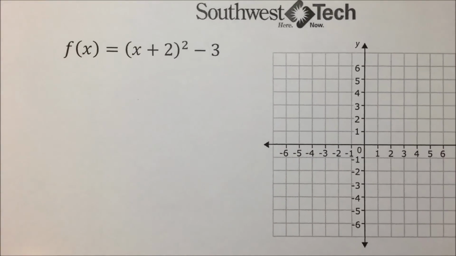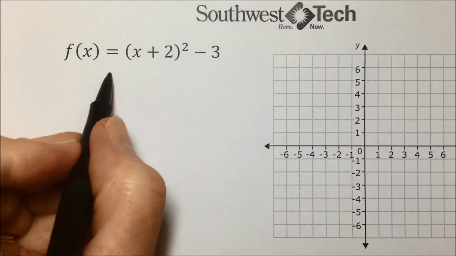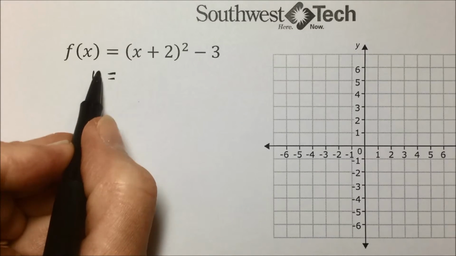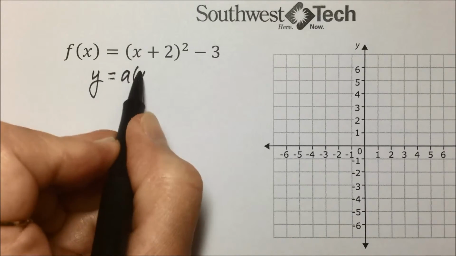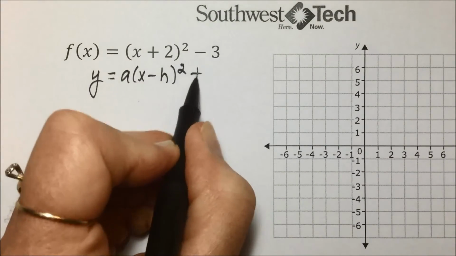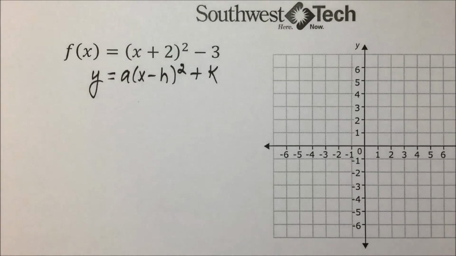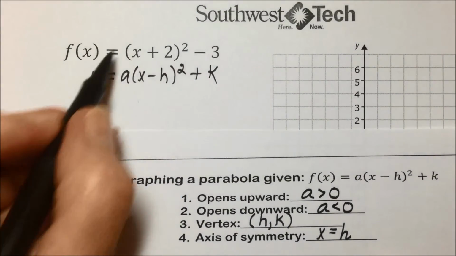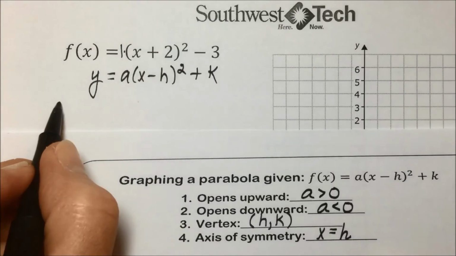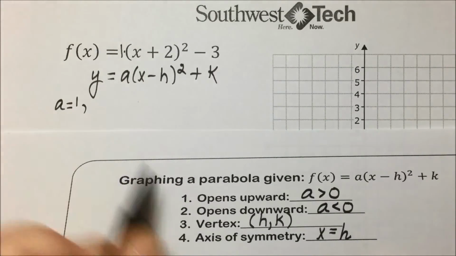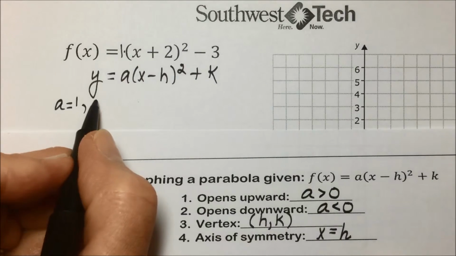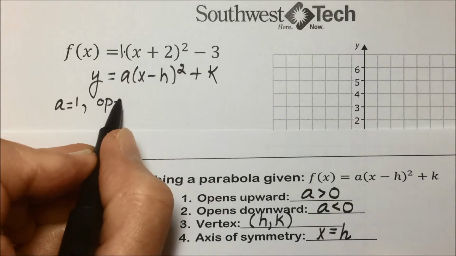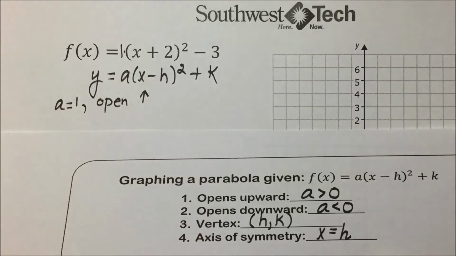Let's look at another function that they want us to graph, and compare it to the standard form of a times x minus h quantity squared plus k to pull off those values. The first thing we want to look at is the value of a. a is equal to 1. If a is greater than 0, it means that this parabola will open upward. So we have a mental picture of what this should look like.